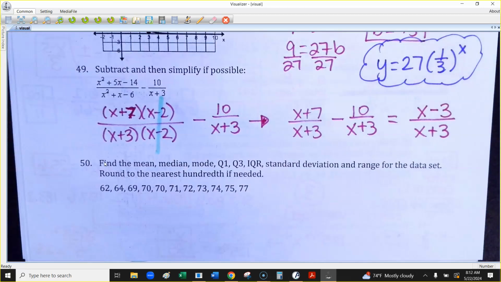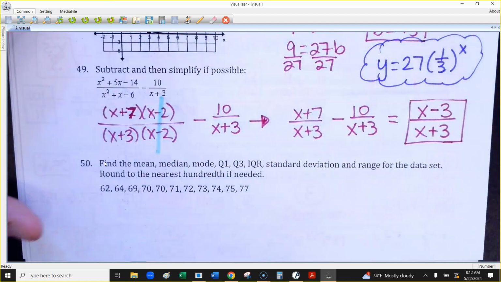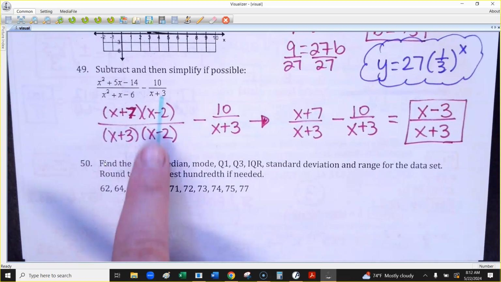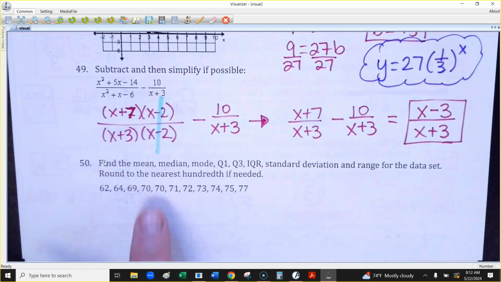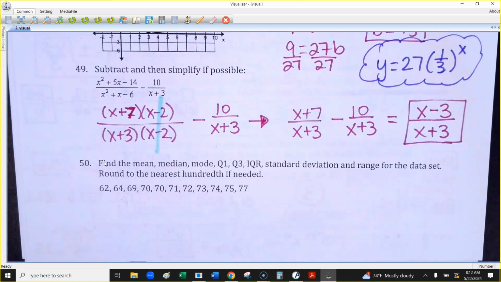Don't cancel anything out because we have adding and subtracting there. This is just going to be your answer. Nothing else cancels out. Has to be a product to cancel things out like it was in this first step. That's a product of two factors, so then I can cross it out. If you have adding and subtracting, you can't cross anything else out.